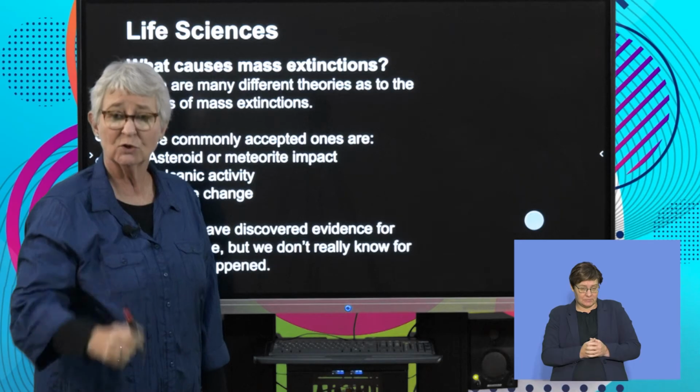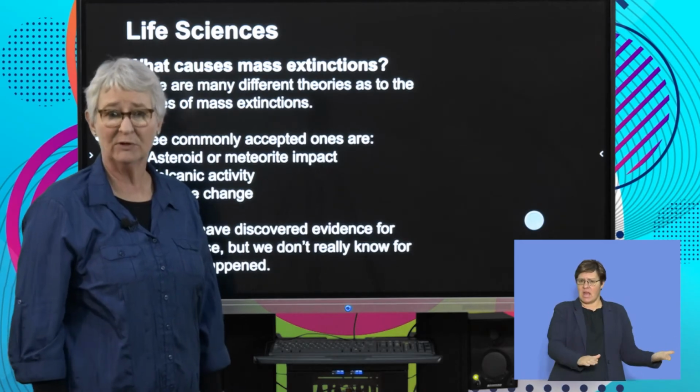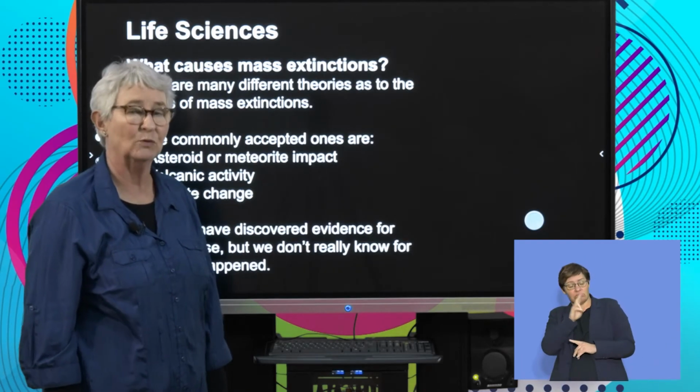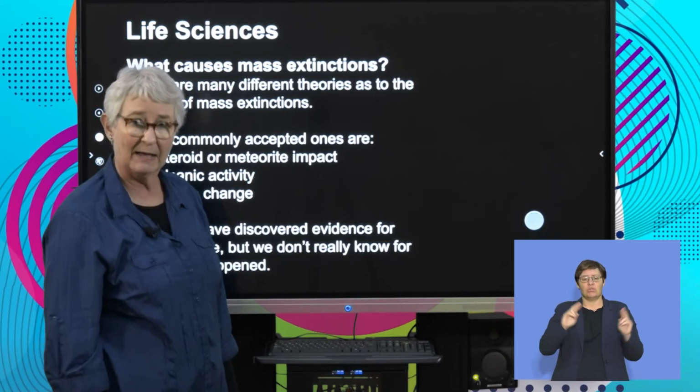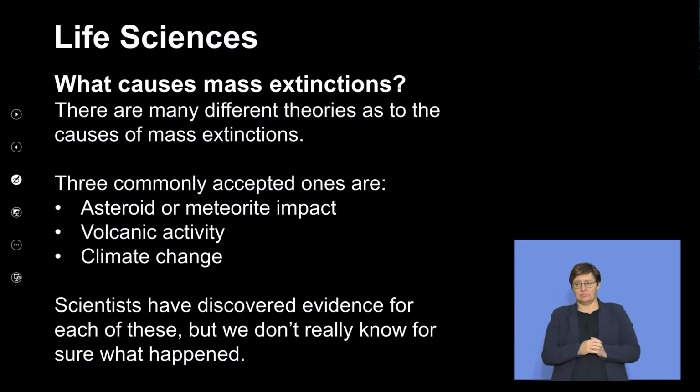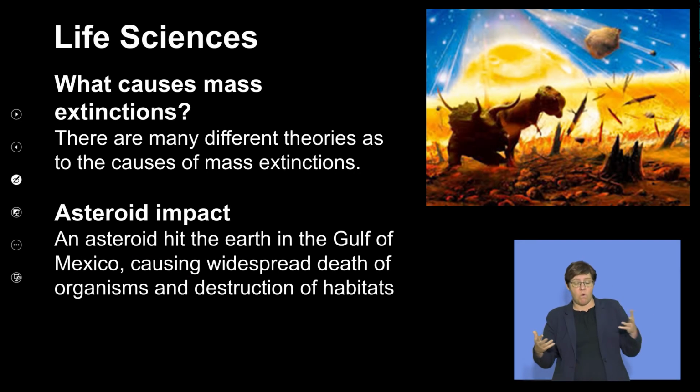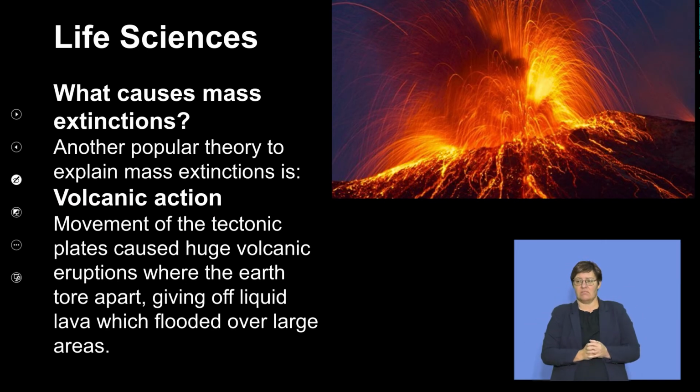Now, what causes mass extinctions? In a previous lesson, we looked at some of the most important theories, and I'm just going to briefly revise them for you. First one, asteroid, volcano, or climate change. First one, the asteroid impact. An asteroid hit the Earth in the Gulf of Mexico, causing widespread chaos, climate change, volcanic action, dust in the air, all sorts of difficulties for life.